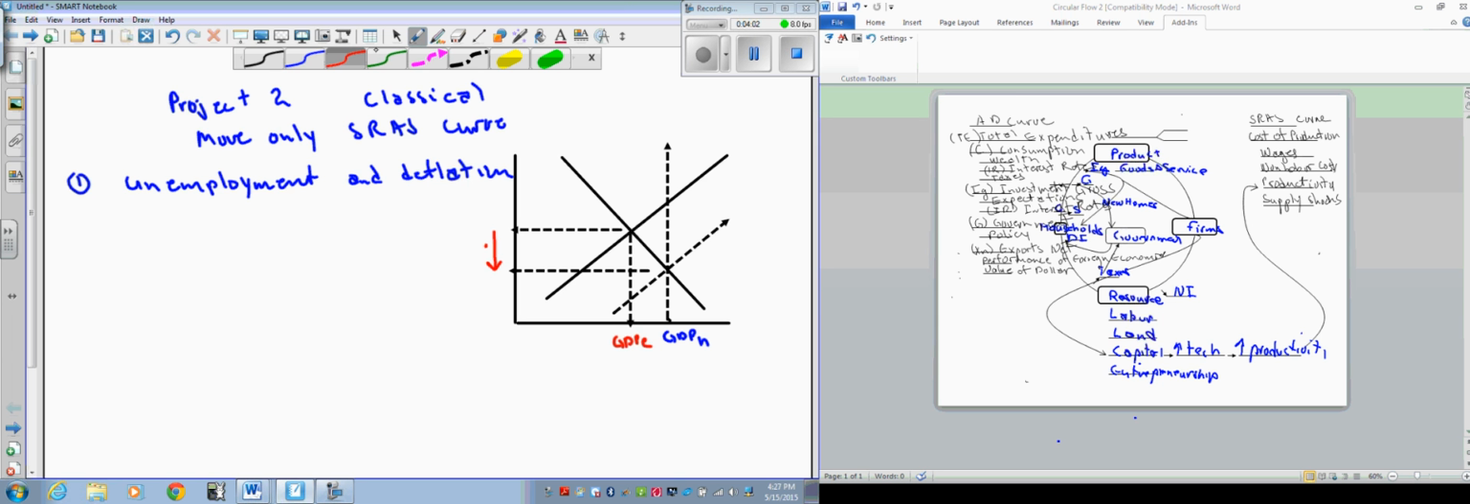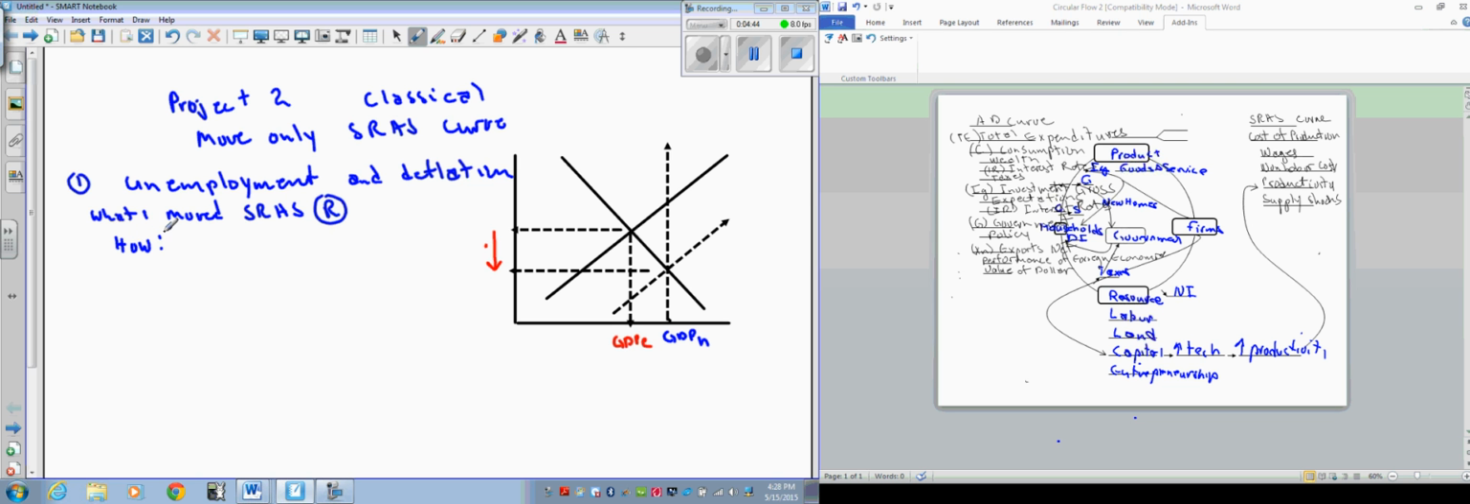So let's see how we would answer this first one. Now remember, the first one in the first project was moving the AD curve would get you to full employment and price level stability. Here in the classical, we're moving the SRAS curve only, so we're going to move it to the right. And in all four scenarios, you move the SRAS curve only. So this one, the answer of what we did, we moved SRAS right. How did we do it?